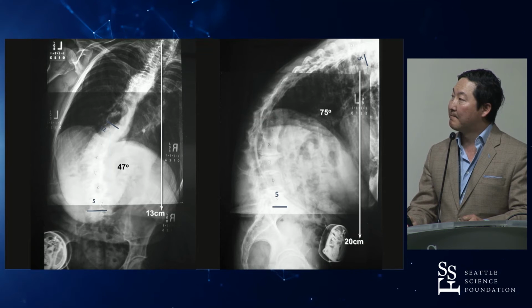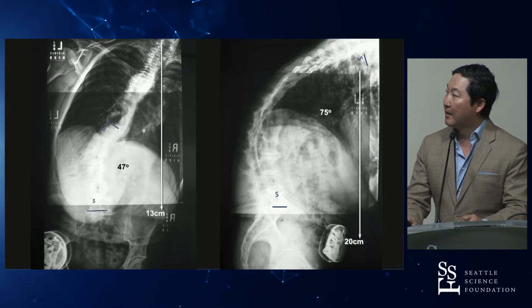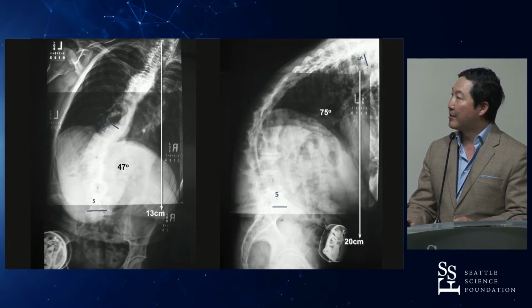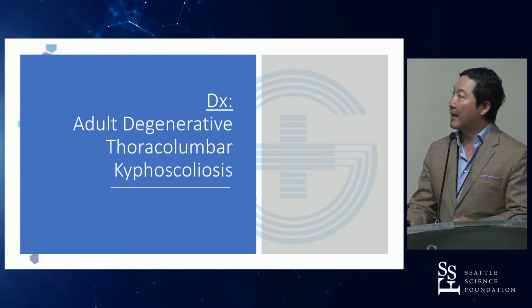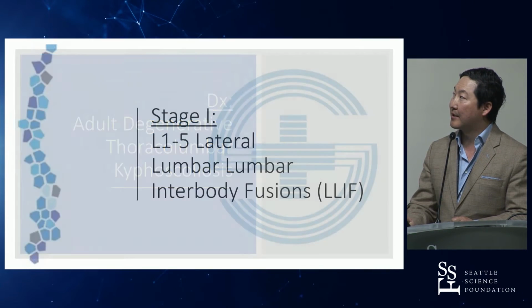This is what her radiographs looked like. She had a 47-degree curve in the coronal plane, but had a 75-degree kyphosis measured from T5 to L5 with a 20-centimeter anterior pitch. So her diagnosis is adult degenerative thoracolumbar kyphoscoliosis. So the question is, can you actually approach these through minimally invasive techniques?